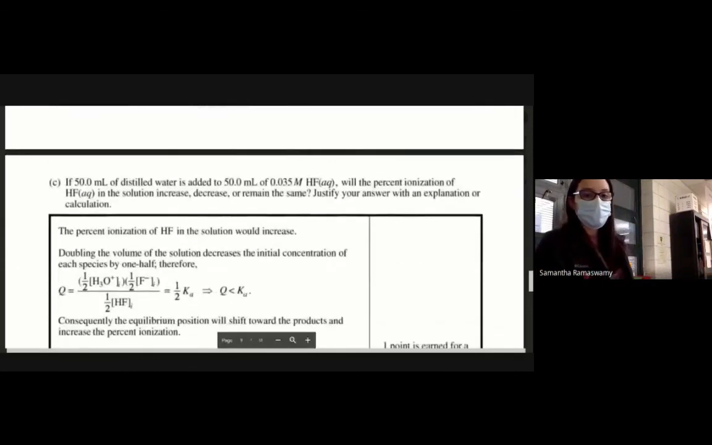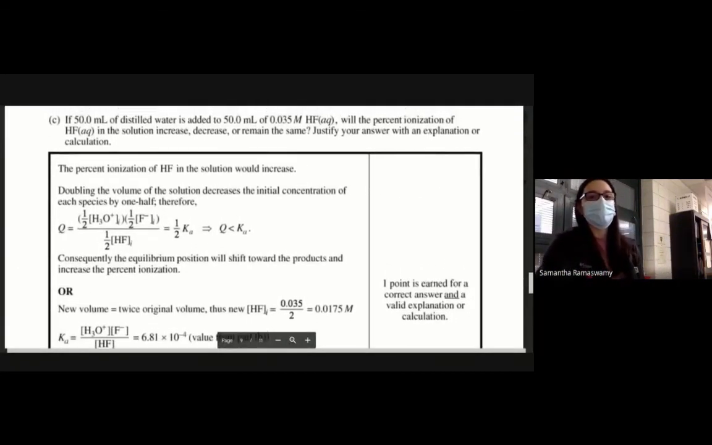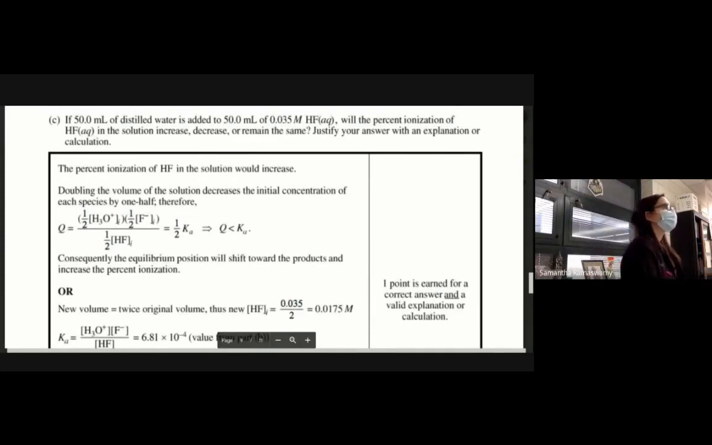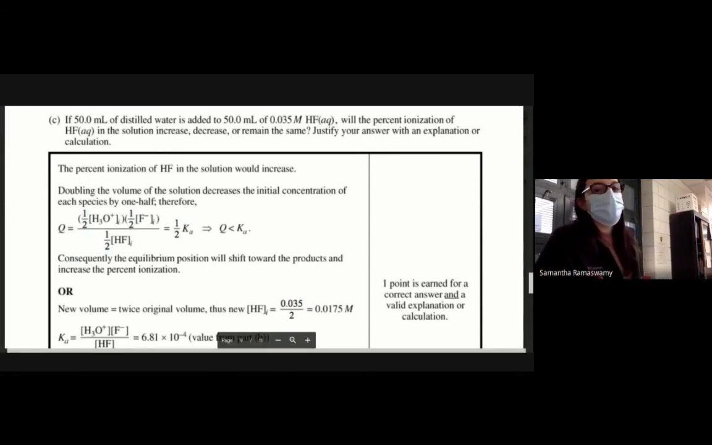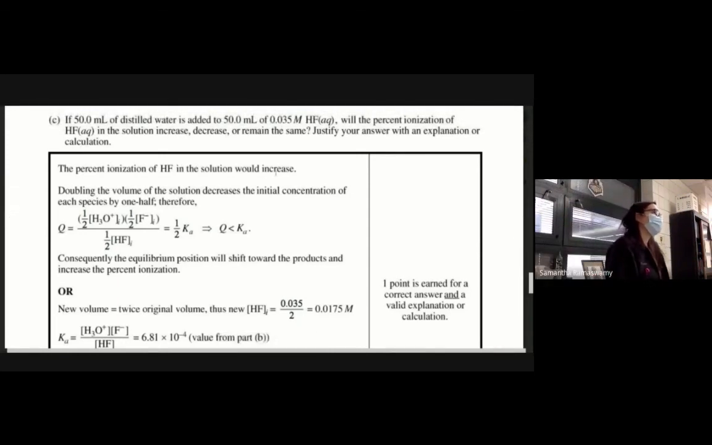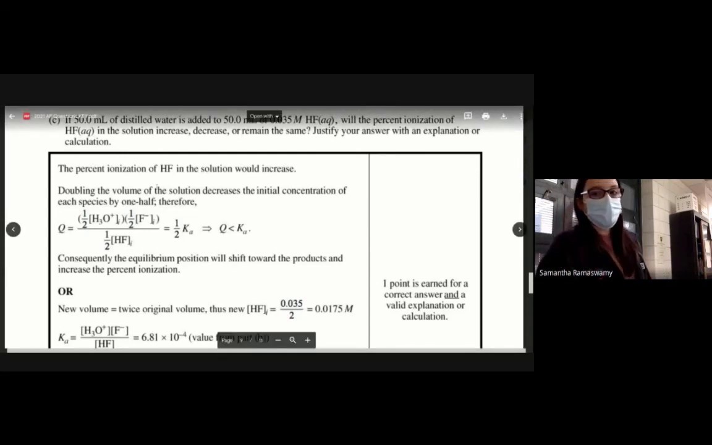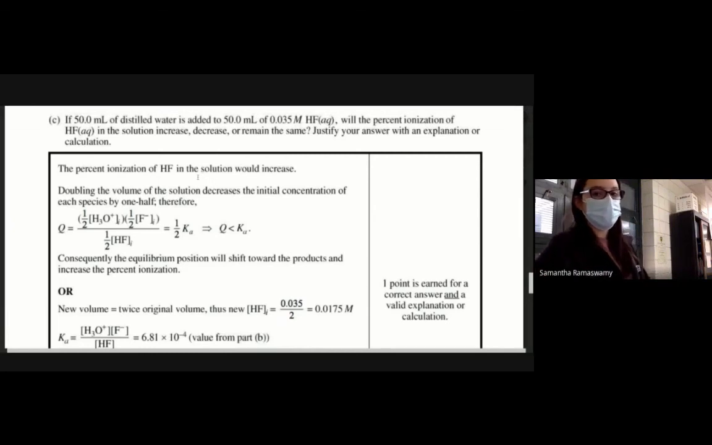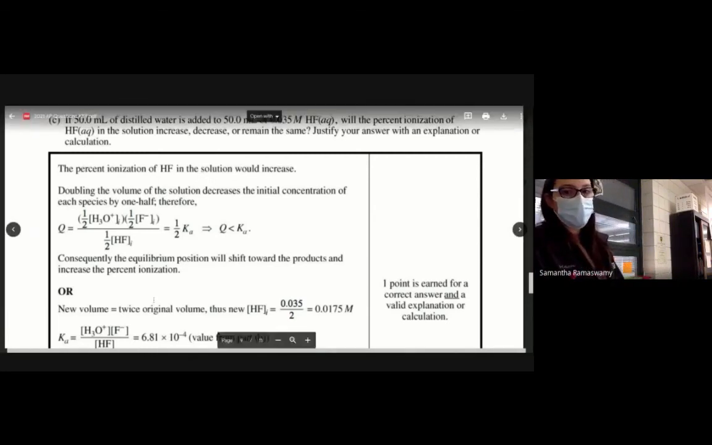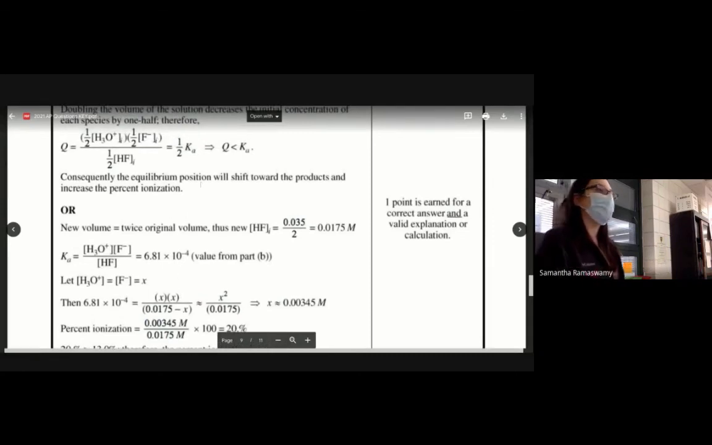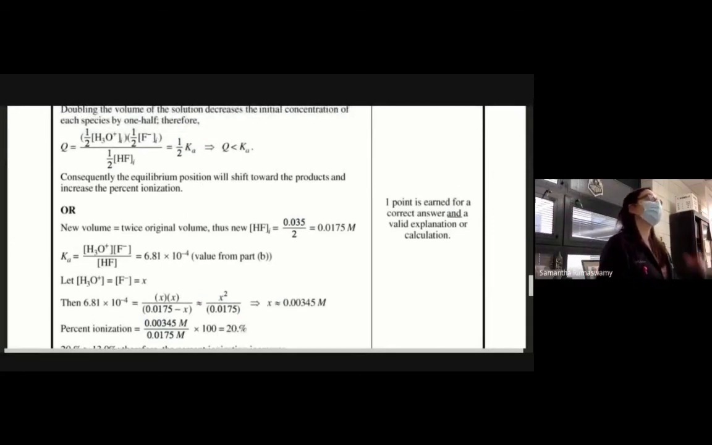And then finally part C, the last part, this was just 1 point. It's talking about adding distilled water to HF. So you're diluting HF. Will percent ionization increase, decrease, or remain the same? Justify your answer. So percent ionization would increase. The percent ionization of a weak acid increases when the concentration decreases. So doubling the volume decreases the initial concentration. You can think about it as Q versus K, or you can just talk through it. You can talk through the calculation, or you could show the calculation. But when you have a decrease in concentration, you're actually going to have more ions.